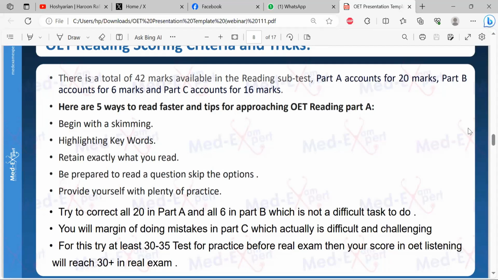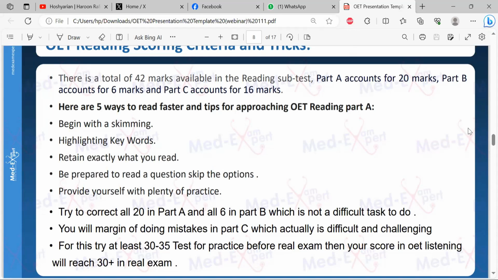So just like in listening, what you should do in reading is be very particular about Part A. We know that there are 20 questions, and if you get all these 20 right, then you have a further 10 marks left to reach your desired grade, which is B grade.